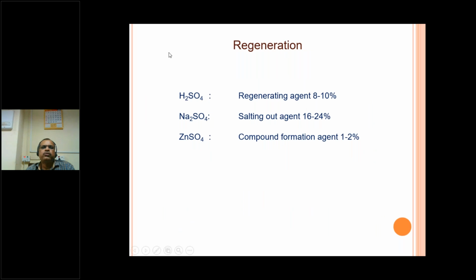In the regeneration and coagulation bath, we use sulfuric acid for regenerating at 8 to 10%, sodium sulfate as the salting out agent at 16 to 24%, and zinc sulfate as the compound formation agent at 1 to 2%. The zinc sulfate delays the regeneration process to increase the orientation in the filament.